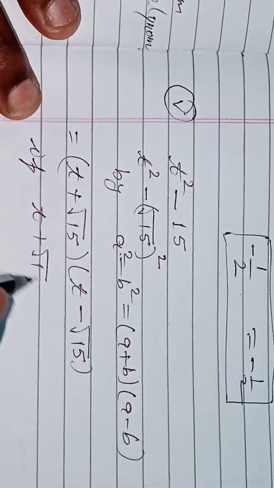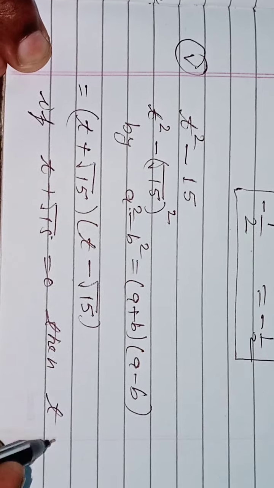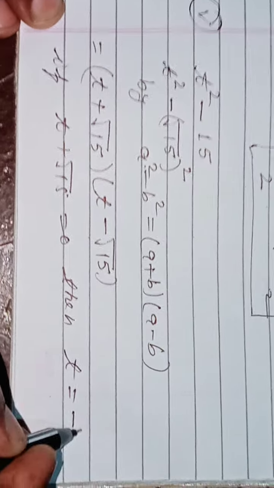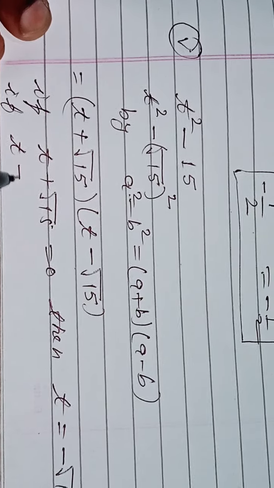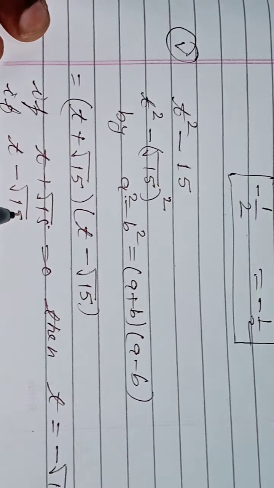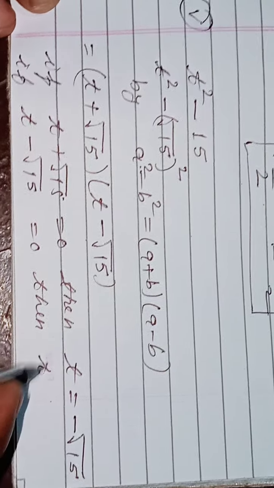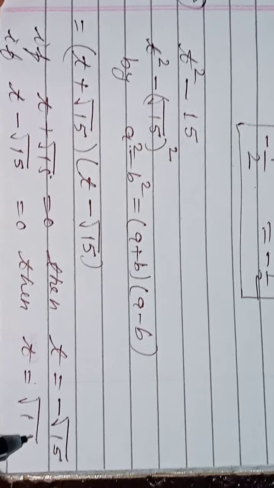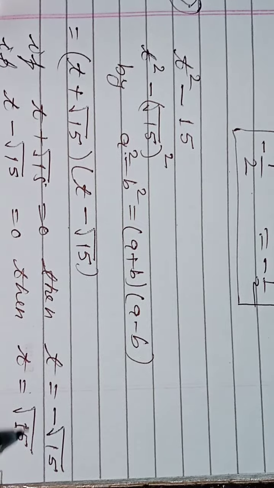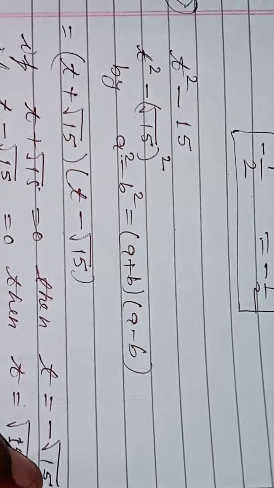If t plus square root 15 is equal to 0, then t is equal to minus square root 15. If t minus square root 15 is equal to 0, then t is equal to plus square root 15. Two zeros are minus square root 15 and plus square root 15.